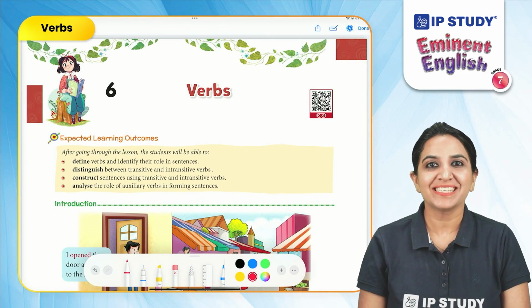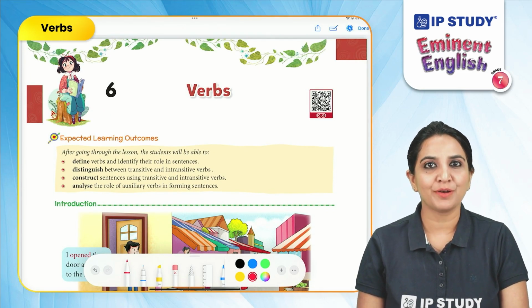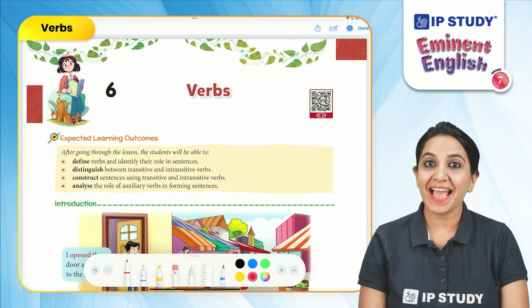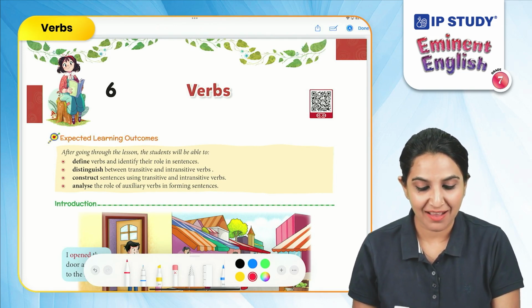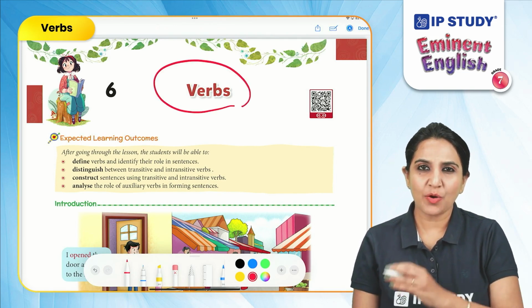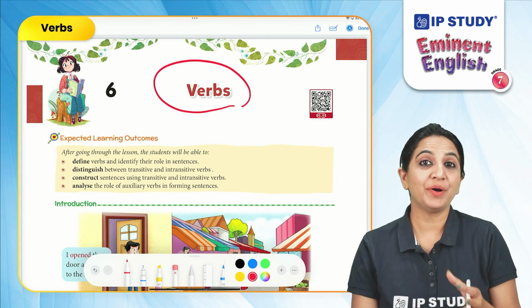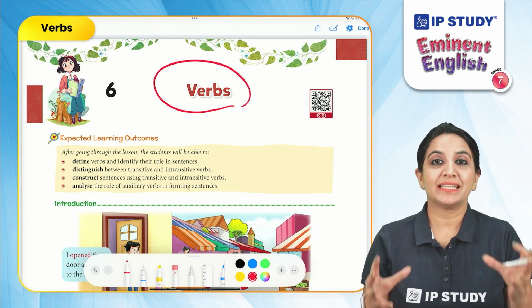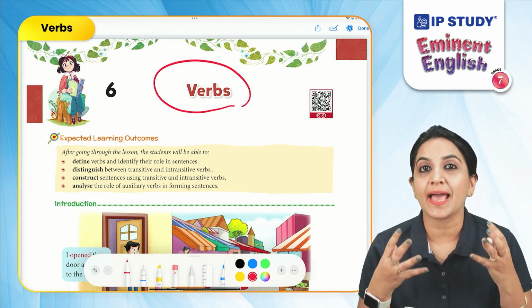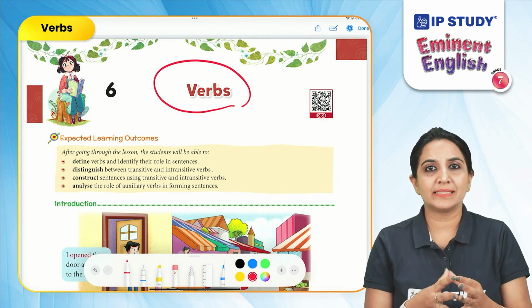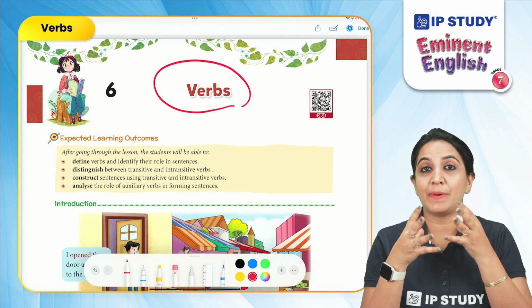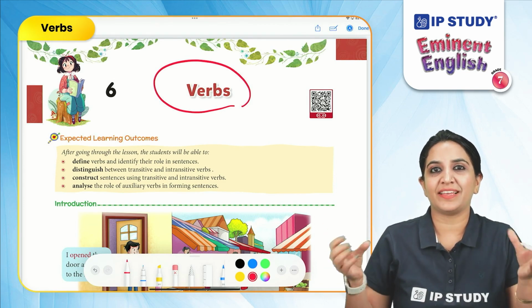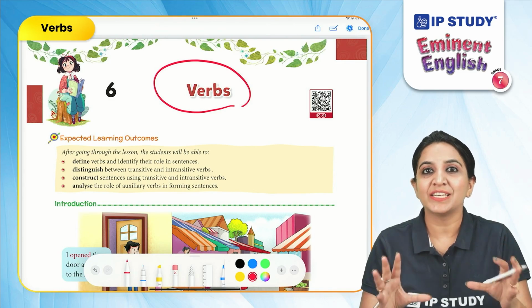Today we're going to discuss the 6th chapter of English Grammar and we'll explore the topic verbs. Now what is a verb? A verb is a word that expresses an action or tells us about a person or a thing. Let's read an example.